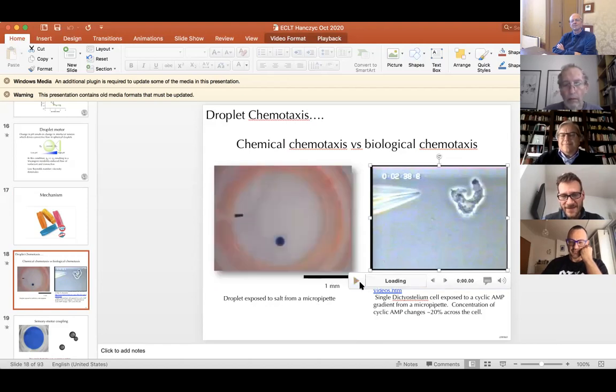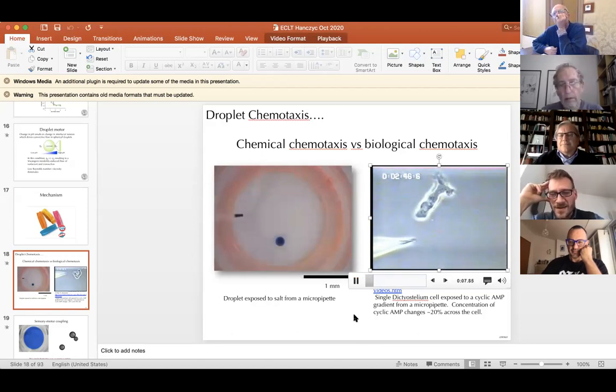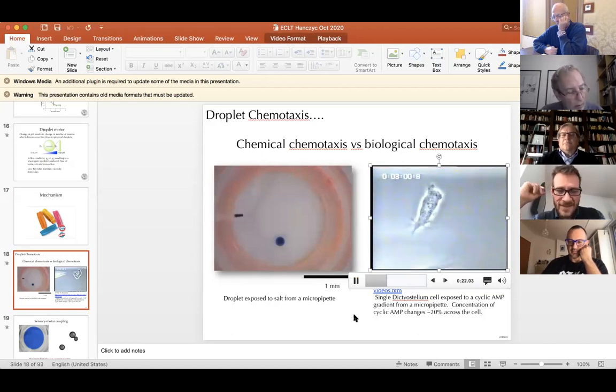And this is a demonstration of biological chemotaxis, where you have a living dictyostelium cell that has a cytoskeleton that is remodeling itself in response to a small molecule called cyclic AMP. And you just use your pipette to put the cyclic AMP in the environment, and you move it around, and the cell will follow this gradient. So it's directed motion according to the chemical landscape, let's say.